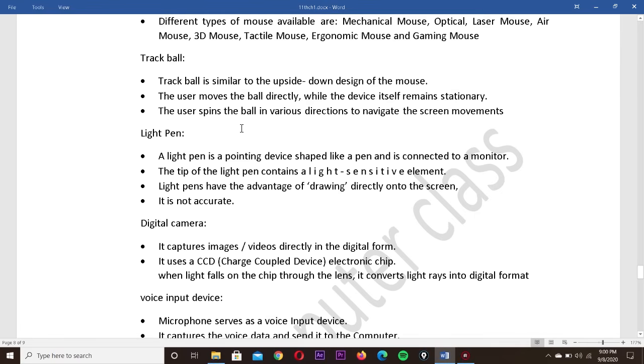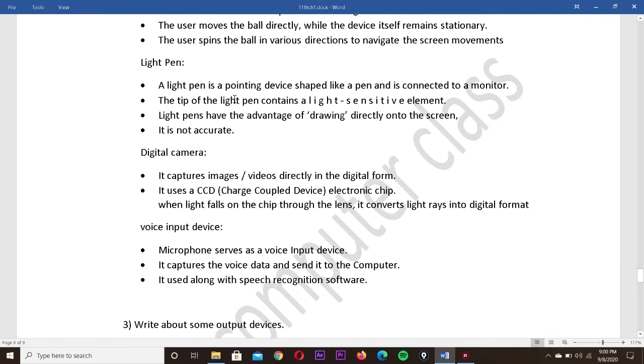Okay. Next, light pen. Light pen is a pointing device. So cursor is also a pointing device. This light pen is also a pointing device, like a pen, and it is connected to the monitor. Okay, so we can draw directly on the screen, and it does not give accurate result.